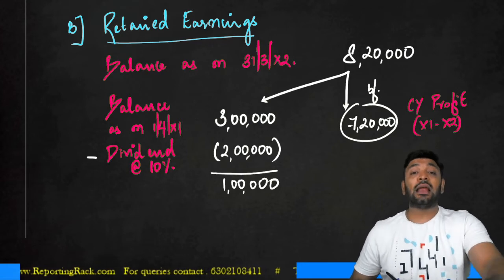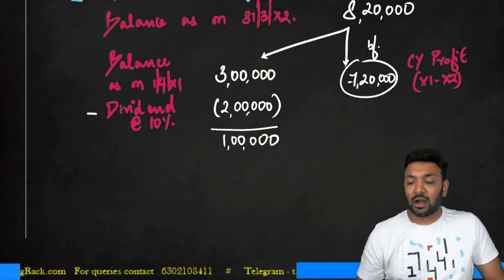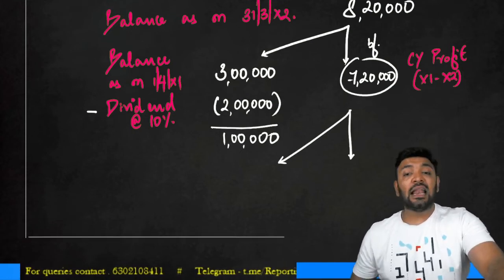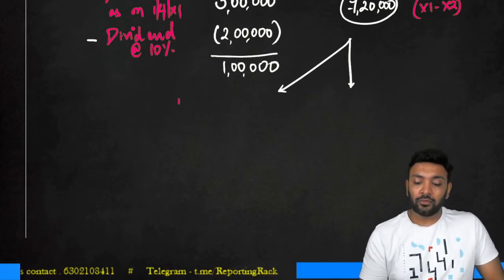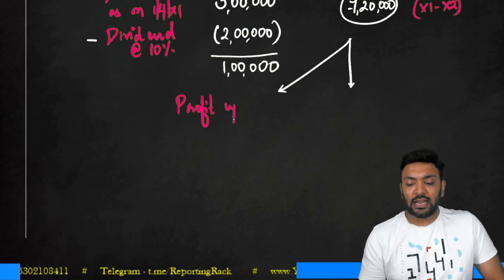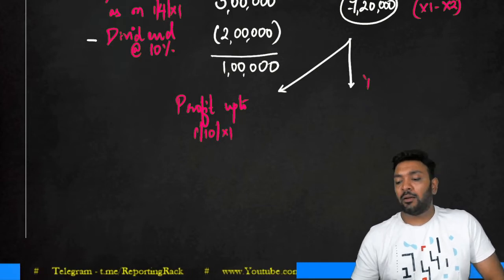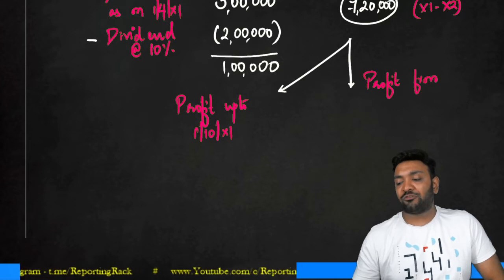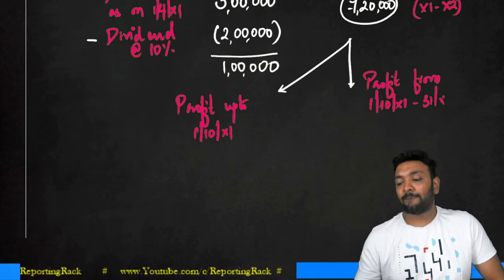Don't forget, your acquisition is exactly on 1st October, half of the year. So again, divide this further into two parts: 3,60,000 and 3,60,000, 6 months. So my profit up to the date of acquisition, 1st October 2011, and the profit after the date of acquisition, that is profit from 1st October to 30th March.